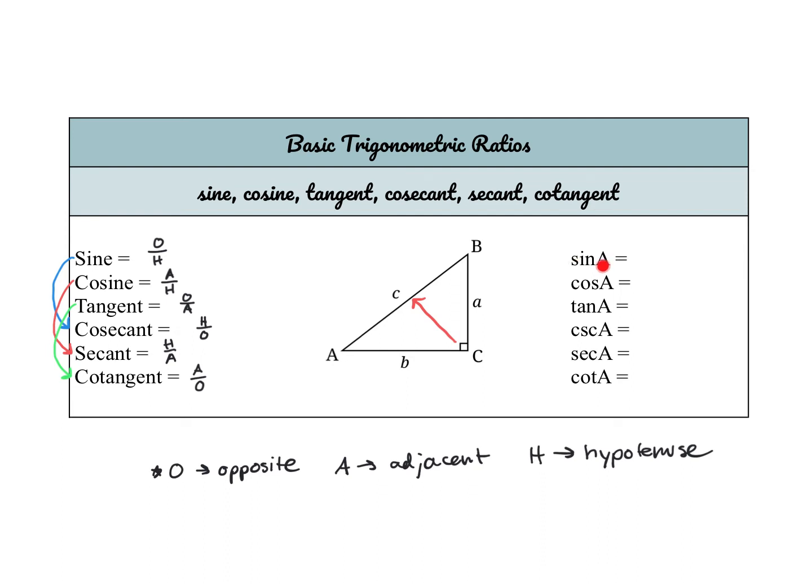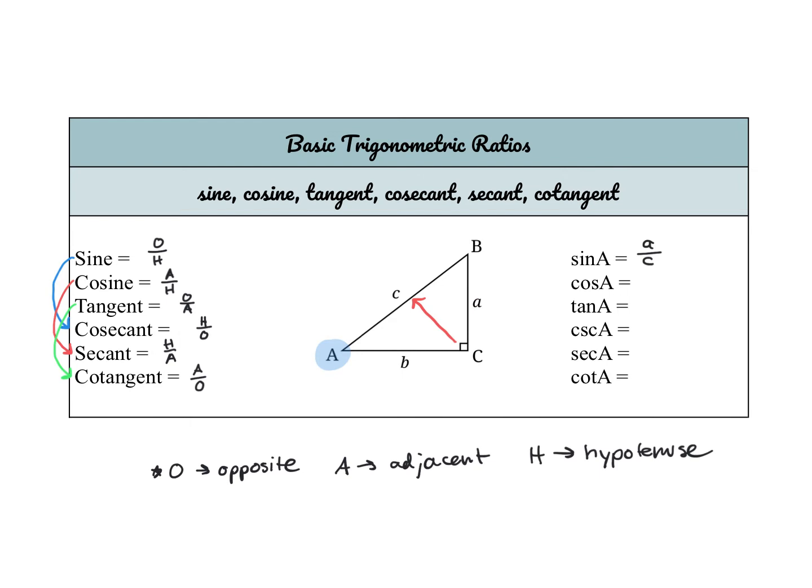So we're doing the sine of angle A. So we find angle A, and it does matter which angle we're working with here because it would change what is opposite and what is adjacent. So if I'm doing sine, again, it's opposite over hypotenuse. So the side opposite angle A is side a, lowercase a, and the hypotenuse is c.